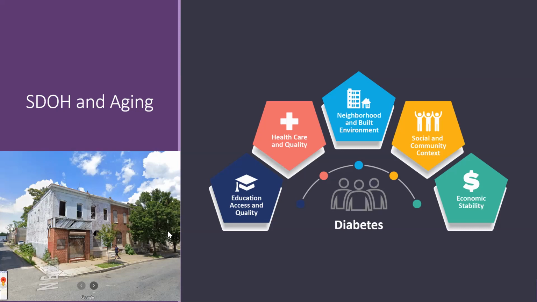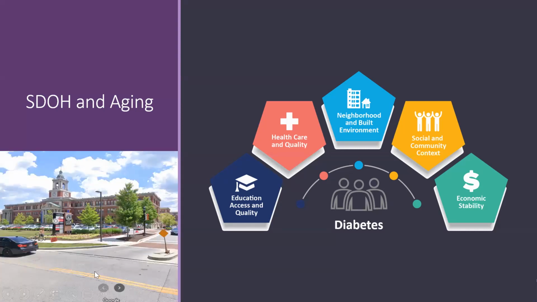So when we think about this area on the left-hand side where the life expectancy is 63, we can imagine that the resources that you have and the social determinants that you experience are far different than if you were to live in this area.